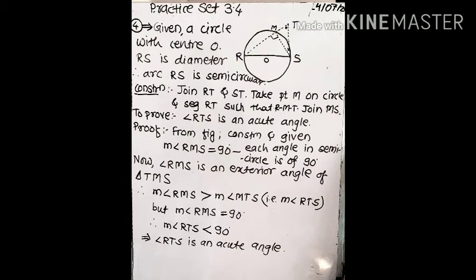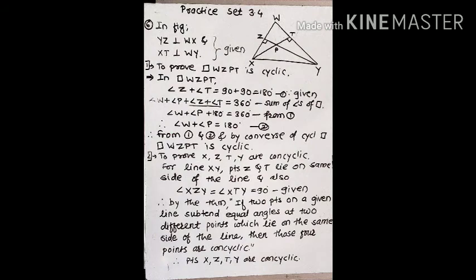Fifth question is for your homework. In the sixth question, we are given the altitudes XT and YZ of triangle WXY intersect each other in point P. Now what to prove here? We have to show that quadrilateral WZPT is a cyclic quadrilateral, and another one is to prove that points X, Z, T, Y are also concyclic. It means firstly to show WZPT is a cyclic quadrilateral.